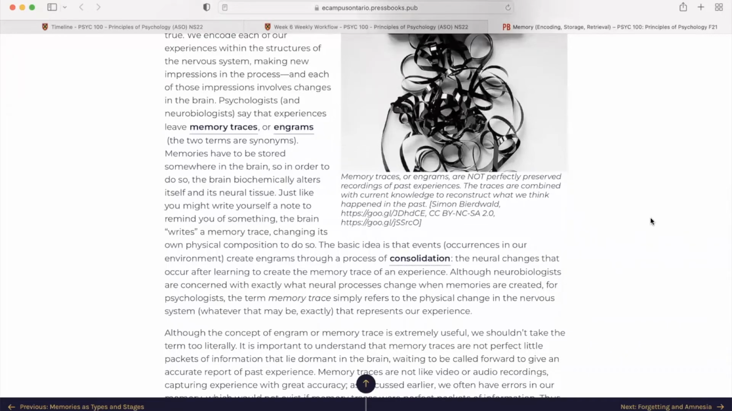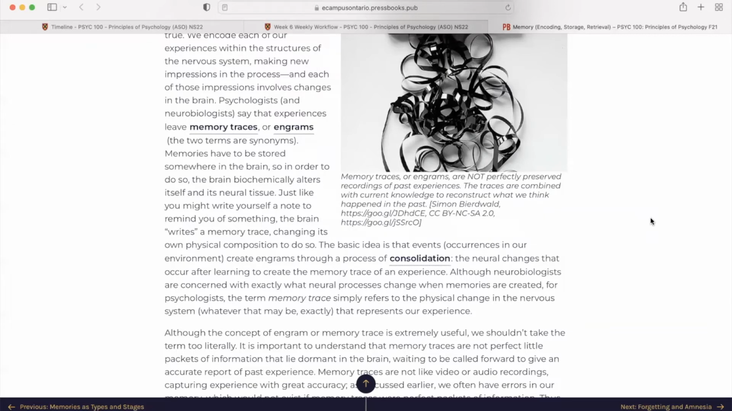The basic idea is that events, occurrences in our environment, create engrams through a process of consolidation, the neural changes that occur after learning to create the memory trace of an experience. Although neurobiologists are concerned with exactly what neural processes change when memories are created, for psychologists, the term memory trace simply refers to the physical change in the nervous system, whatever that may be exactly, that represents our experience.